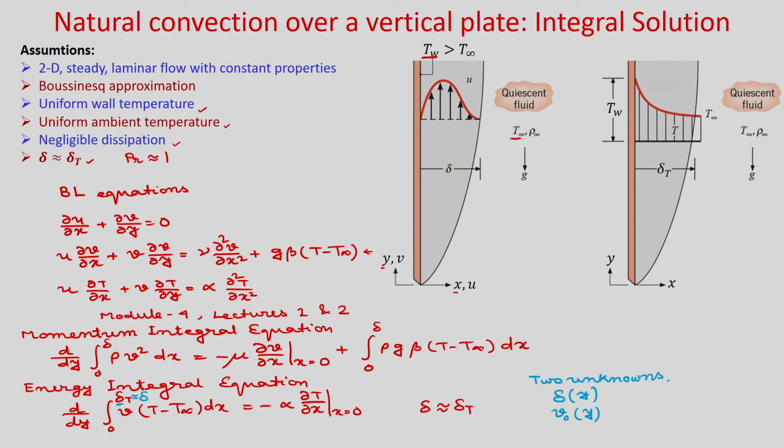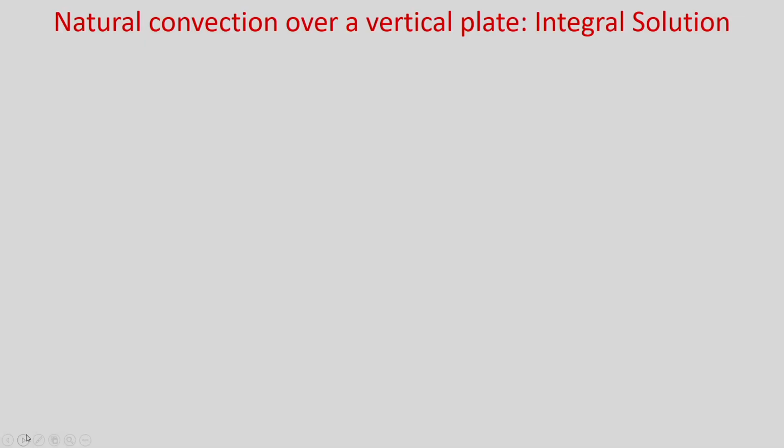So, what is the next step while using the integral method? You have to assume the velocity profile and temperature profile. Then once you get the velocity and temperature profile, you have to invoke those in the integral equations. So, first let us see what the assumed velocity profile is.